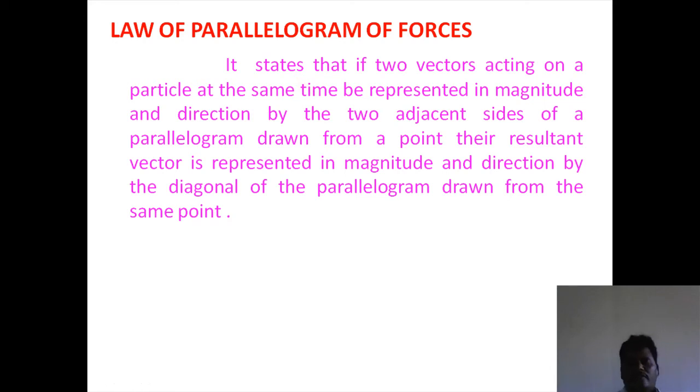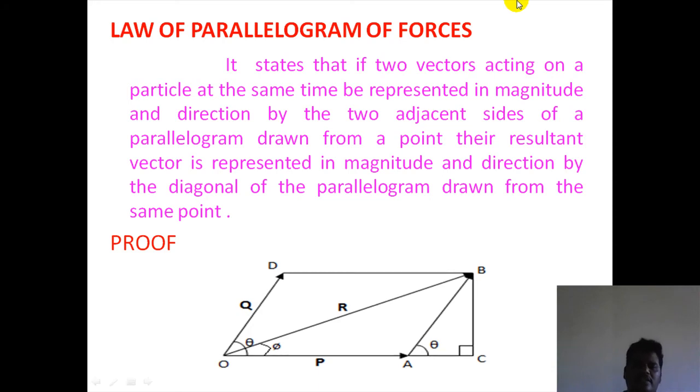According to the parallelogram law of forces, what does the statement mean? If two forces are there, with magnitude as well as direction, acting at adjacent sides, the resultant of these two forces is also represented in magnitude and direction by the diagonal of the parallelogram drawn from the same point. The resultant is nothing but the diagonal of the parallelogram.